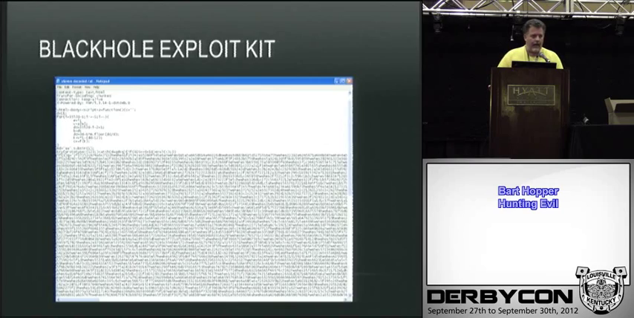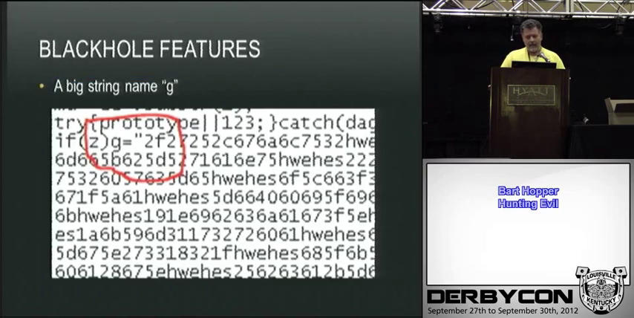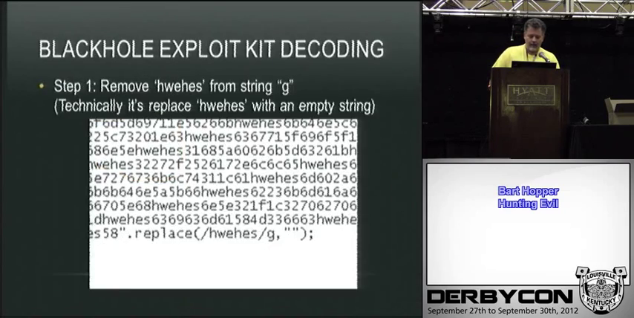Now we're going to look at an actual application of this deobfuscation. We're going to look at the BLACKHOLE exploit kit a step at a time. That big glob is assigned to a variable G. And if you look at the very end of that line, it's got a replacement string where it says the letters H, W, E, H, E, S have to be removed and replaced with nothing.